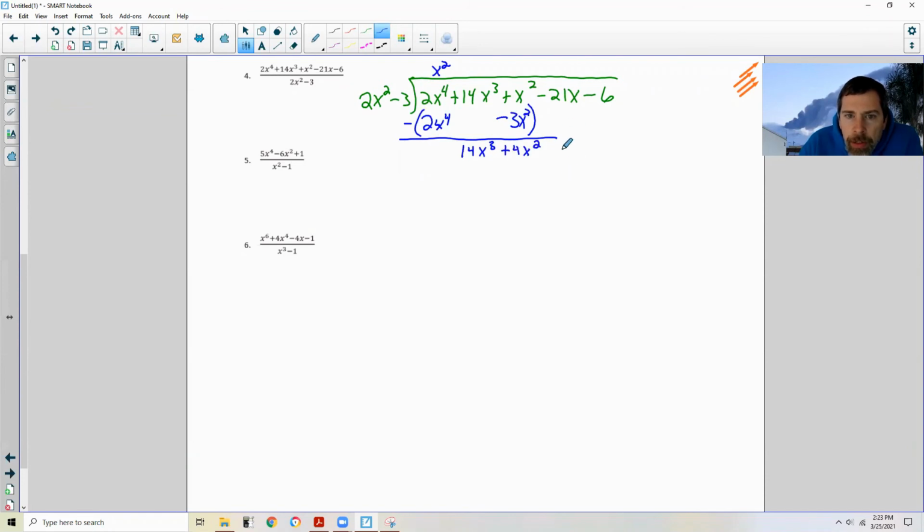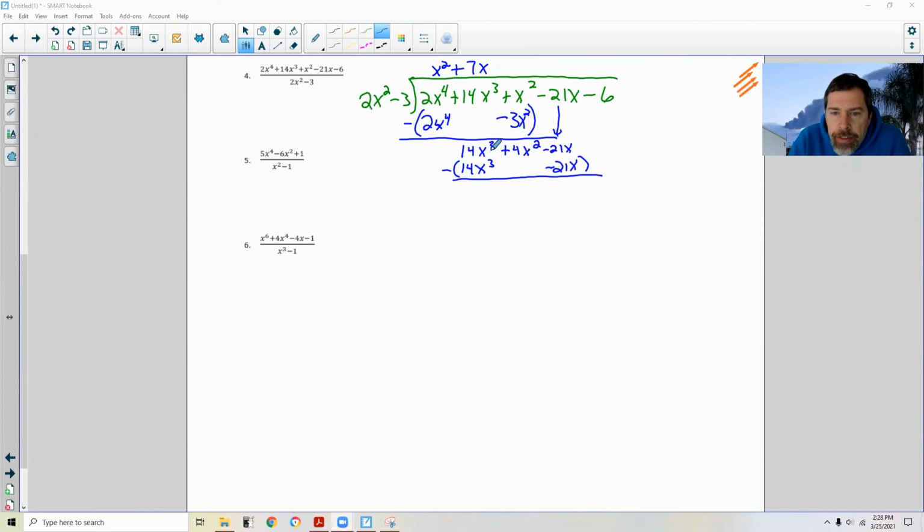Okay. So then I'm going to put plus. I have a 2, I need 14, that's going to be 7. I have an x cubed, I have an x squared, I need another x up here. 7 times 2 is 14, x times x squared is x cubed. 7x times a negative 3 is negative 21x. So I'm going to write that over here. And I need to bring down this minus 21x. And then, okay, I had a little glitch there, but here I'm back.